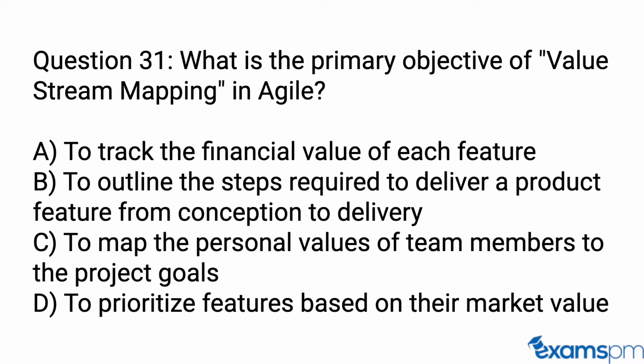Question 31. What is the primary objective of value stream mapping in Agile? A, to track the financial value of each feature. B, to outline the steps required to deliver a product feature from conception to delivery. C, to map the personal values of team members to the project goals. D, to prioritize features based on their market value.